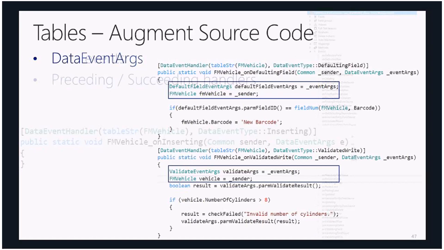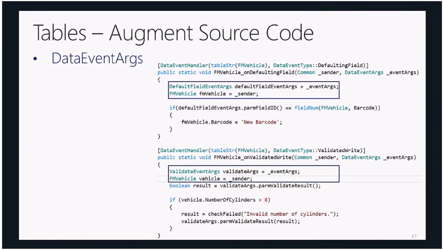Here are some examples of that second argument being cast to a more specific version. The first is the onDefaultingField event. In this case, we are actually being passed a default field event args object, which includes a parmFieldId method to get the field being defaulted. The next one is a validatedWrite event. In this case, we get a validate event args object, which has the ability to set the validation result. The full list of events and parameter objects can be found on the docs site under the Extensibility section.